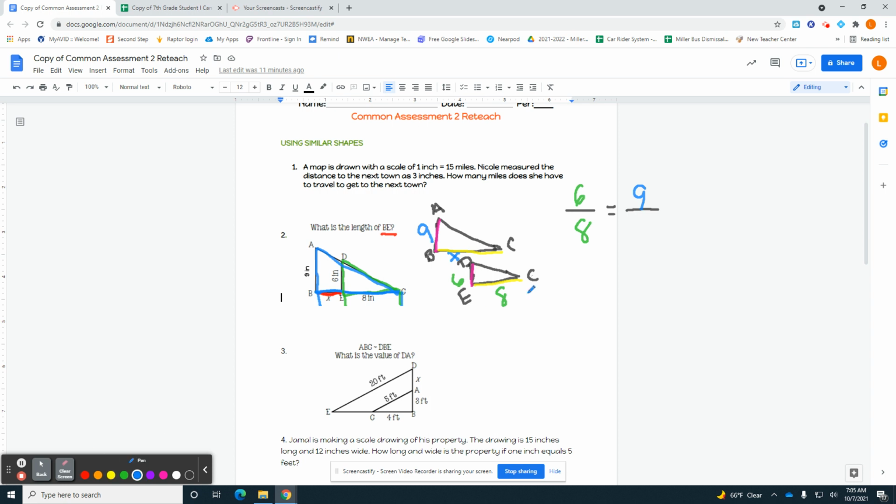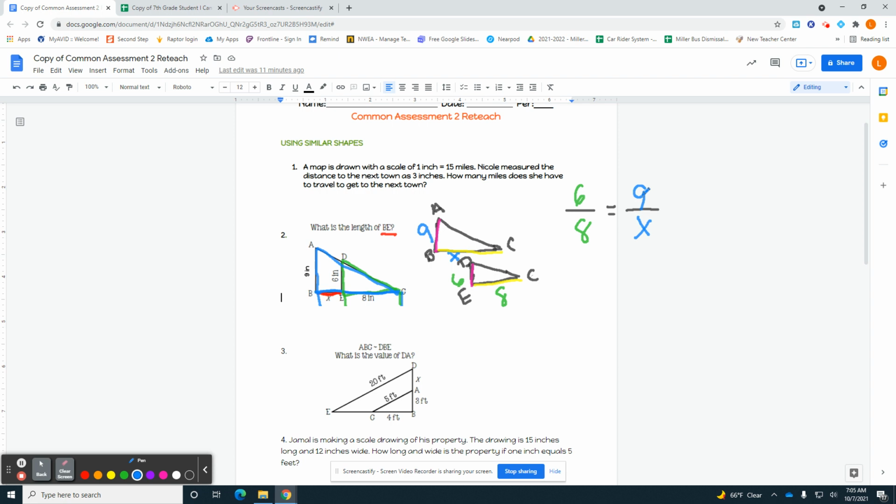So if you look vertically, my proportion corresponds because they're from the same shape. And then horizontally they correspond because it's on the same shape.